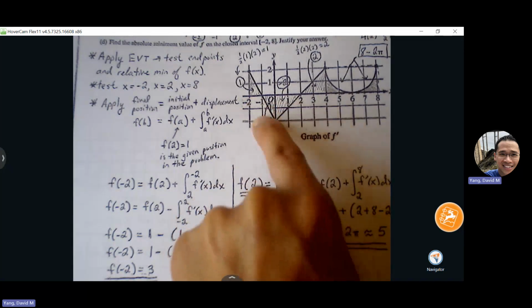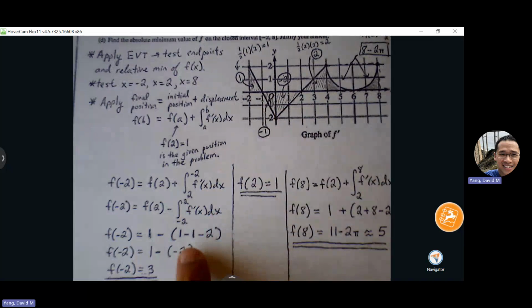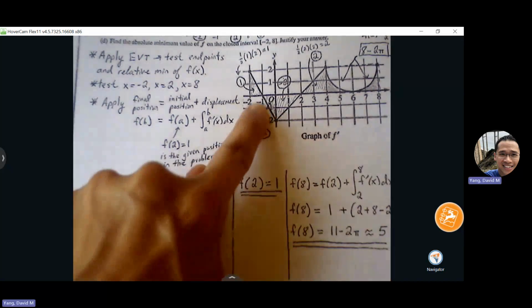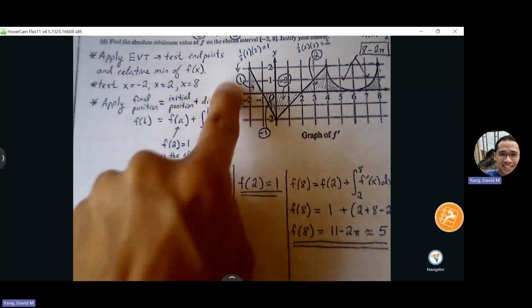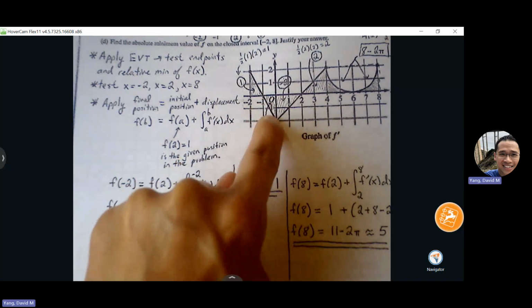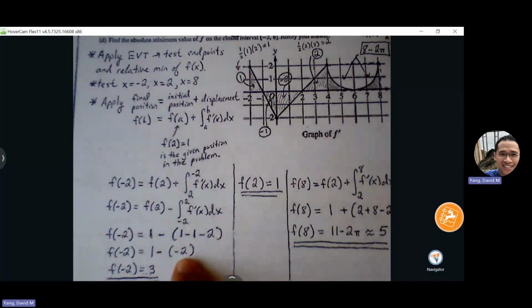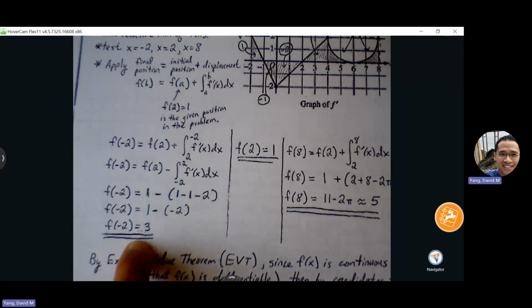is going to be these two triangles here. So it's 1 minus 2. Right, this region is also an area of 1 here. So I split this triangle up into 2 right triangles here. So 1, -1, and -2, which gives me -2. So my f of -2 is 3. That is my endpoint's location.